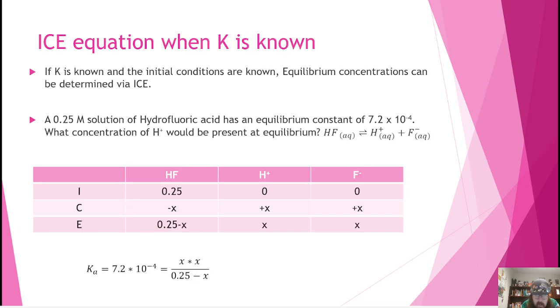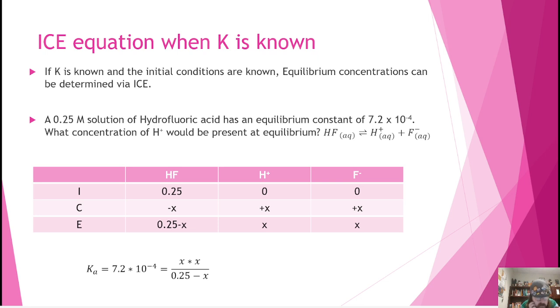Now, when K is known, things can be a little bit nicer, but it can be a little bit harder. So looking at this ICE equation, if K is known and the initial concentrations are known, equilibrium can be determined via the ICE table as well. For example, a 0.25 molar solution of hydrofluoric acid has an equilibrium constant of 7.2 times 10 to the negative fourth. What is the concentration of H plus that must be present at equilibrium?